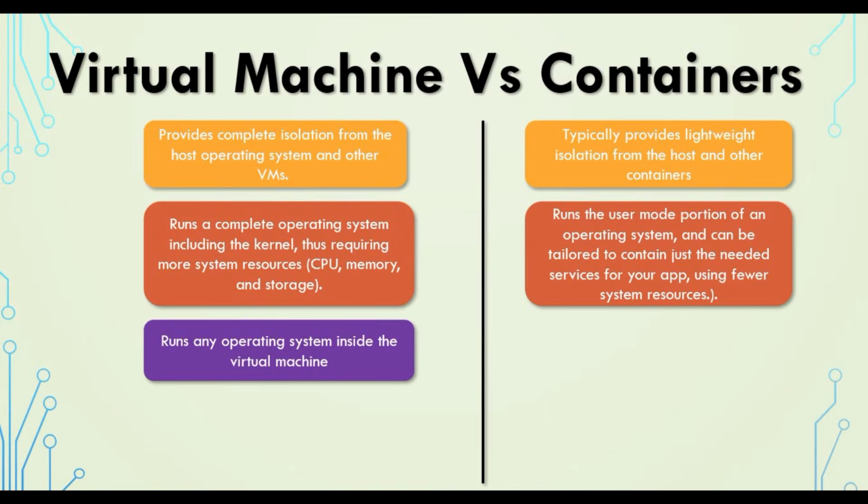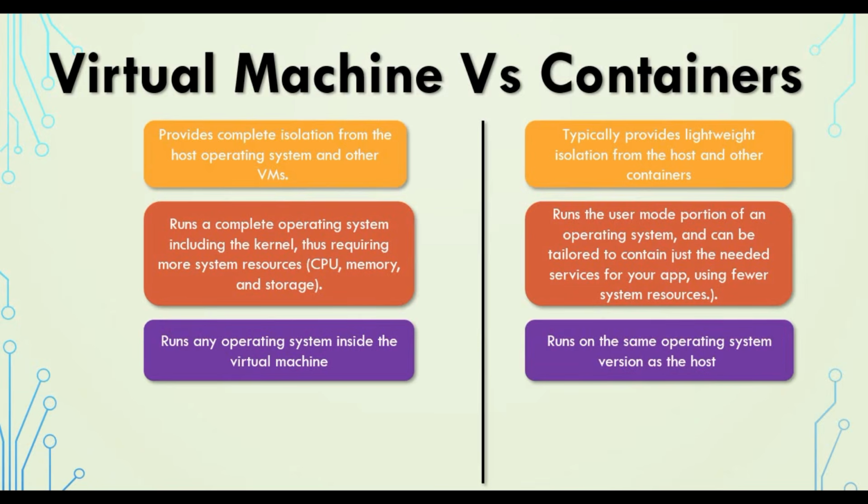Now in virtual machines, you can run any operating system inside the virtual machine, whereas containers run on the same operating system version as the host. So we are not running an operating system in containers; the operating system on the host remains the same, but the container uses some of the kernel and everything from the host. So the operating system on the host remains the same, and the container is using that.